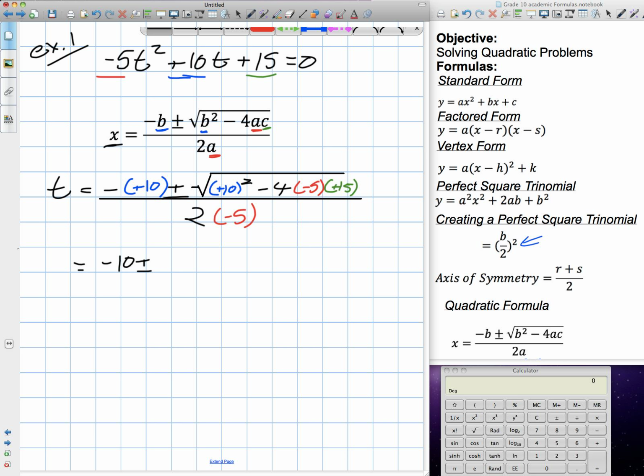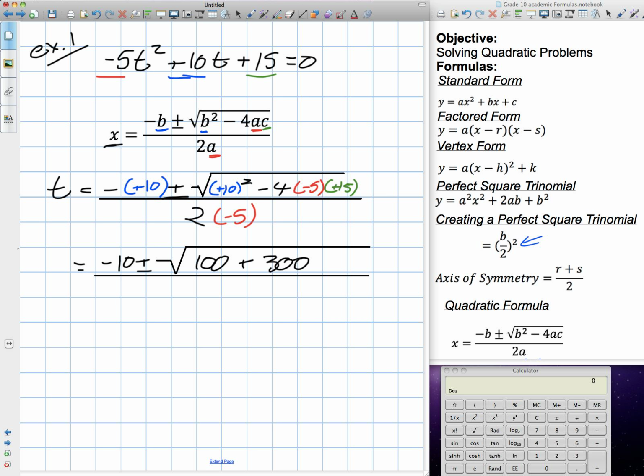What is 10 squared going to be? 100. That's right, 100. Now, I want you to think of it like this. You could say -4 times -5. It's going to be positive 20. And what's positive 20 times 15 going to be? 300. Good. You could do -4 times 15, then times -5, and you would have got the exact same answer. Okay? And then 2 times -5. Good. So we go to simplify what's under the square root. We have -10 plus or minus the root of 400.